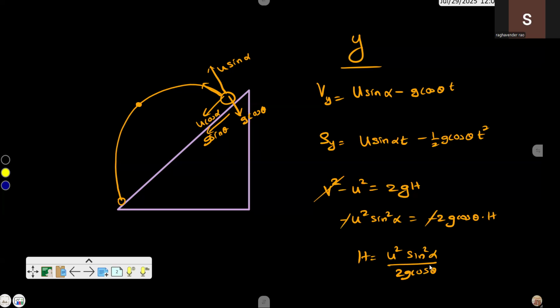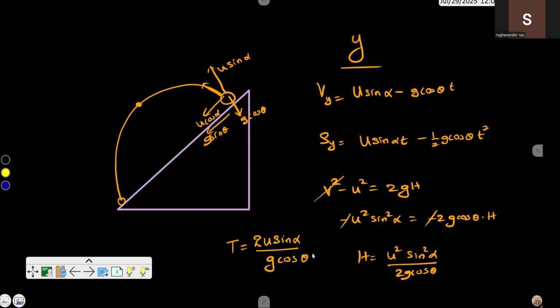The time of flight would also be the same as when it was thrown upwards. So time of flight would be 2u sine alpha divided by g cos theta. This would be your time of flight. It is just the same as what we have done previously when the ball was projected from down to up. The same time of flight will be applied here also because the vertical velocity is being affected by gravity in the same way. I hope you understood this.